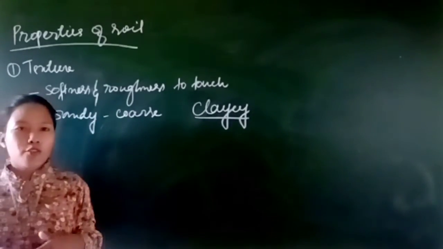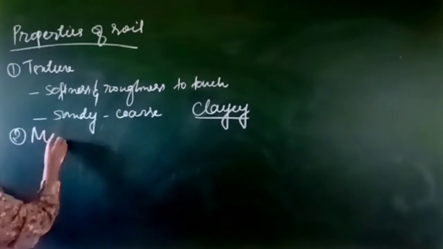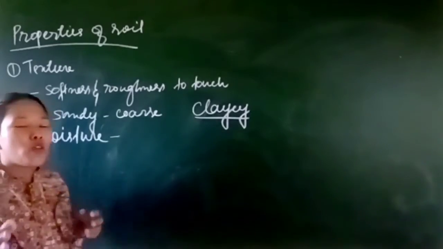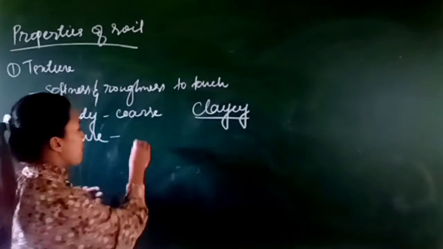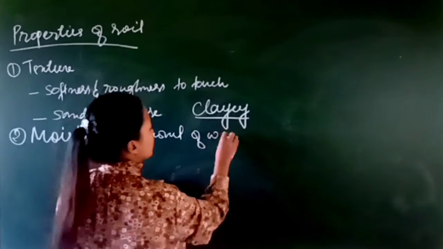Now the next property of soil is moisture content. Moisture content refers to the amount of water it can hold. So, the amount of water it holds.